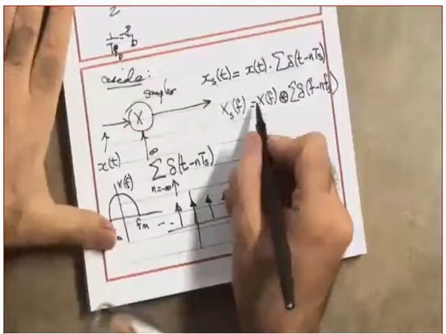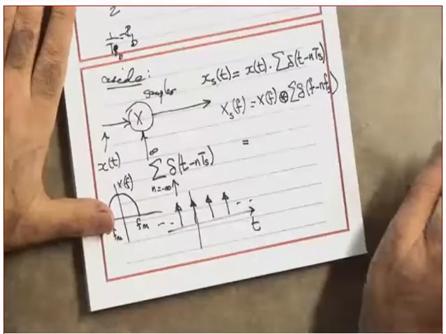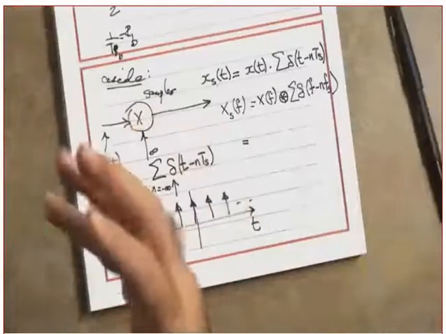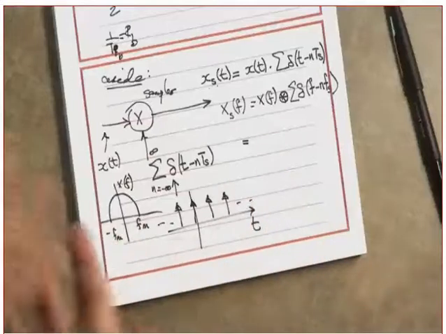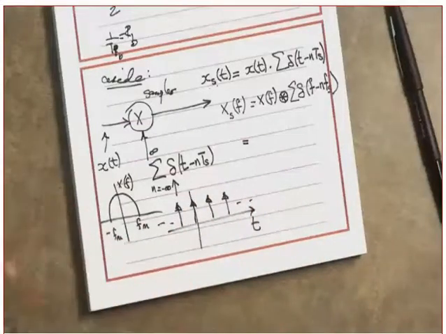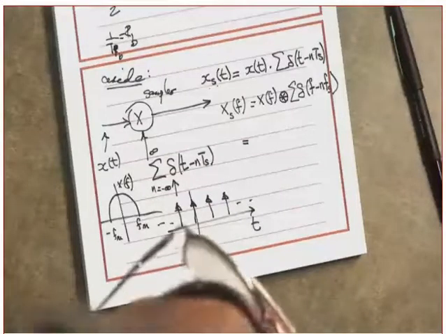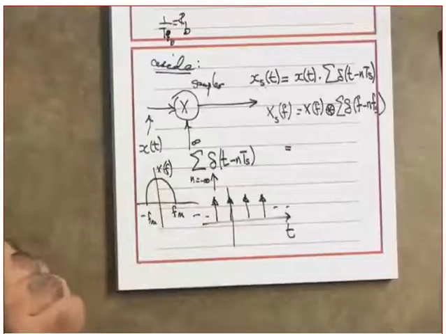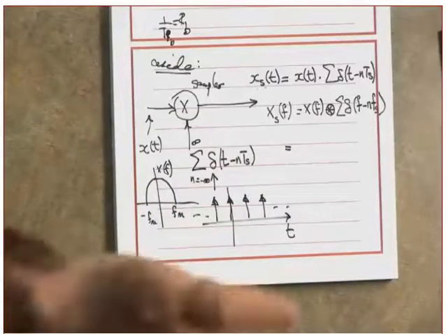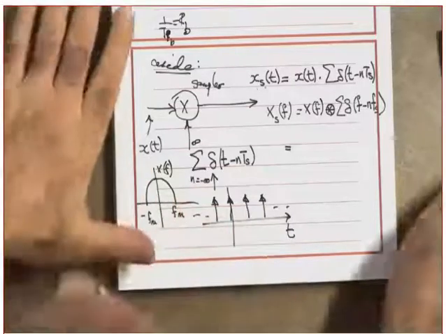Somebody remind me, please. What do you get by convolving a function with an impulse? 301, help me. You get the function shifted to where the impulse is located. And you don't get the impulse anymore. Yes or no? Okay, so what do we get?